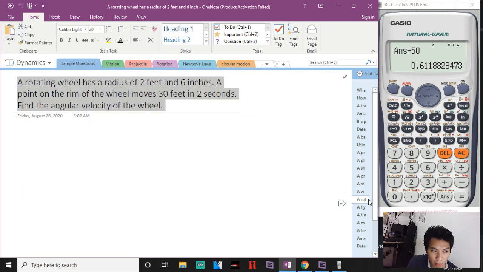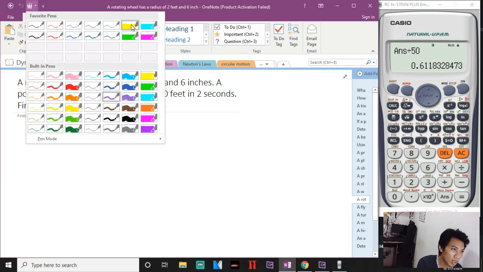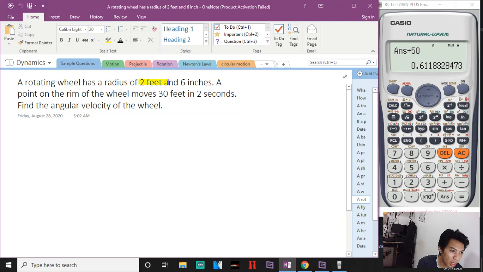We'll go with problem number 16. Now, a rotating wheel has a radius of 2 feet and 6 inches. Okay? 2 feet and 6 inches. Ibig sabihin yung ating radius. A point on the rim of the wheel moves 30 feet in 2 seconds. Ibig sabihin nagkaroon ka ng linear, tawag dito linear distance into seconds. Find the angular velocity of the wheel.